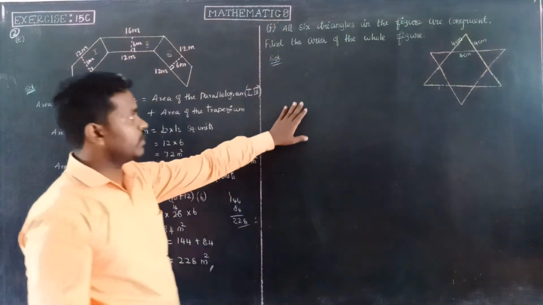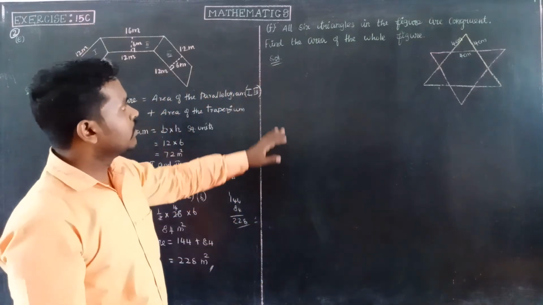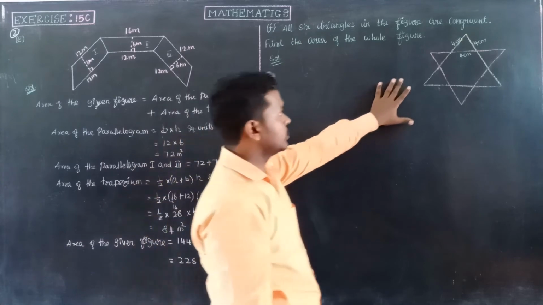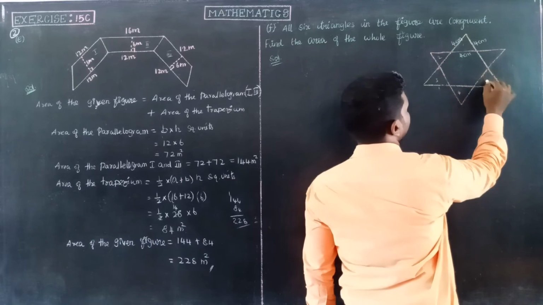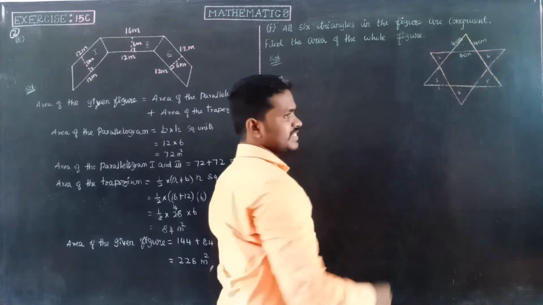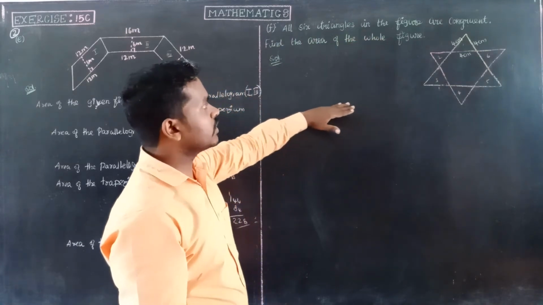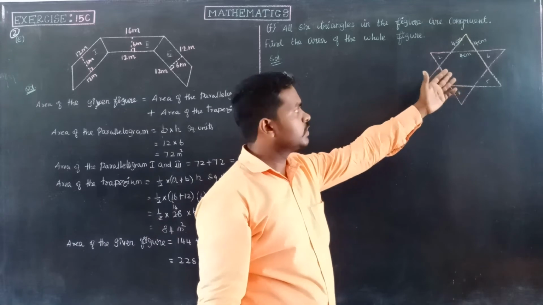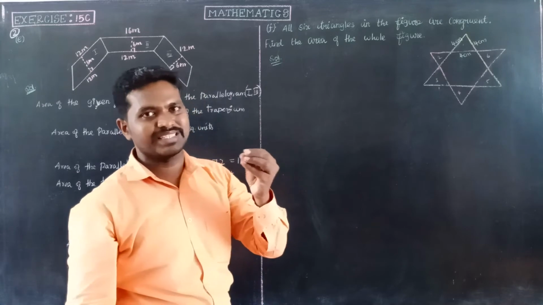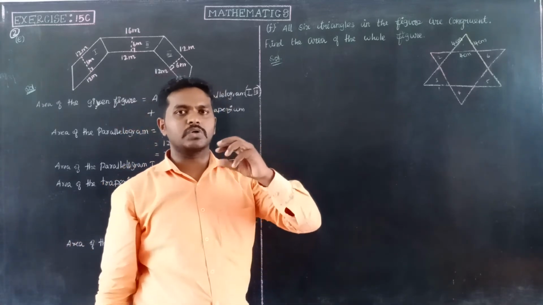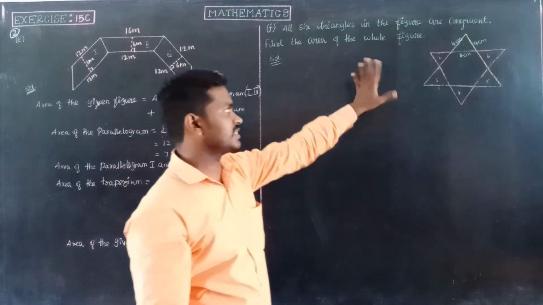And the second one, question F. All 6 triangles in the figure are congruent. Find the area of the whole figure. The triangles are 1, 2, 3, 4, 5 and 6; totally we have 6 triangles. Congruent means the measurements are the same, the side measurements are the same, same shape and same size, congruent to each other.